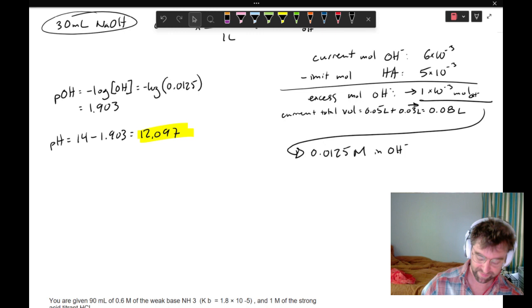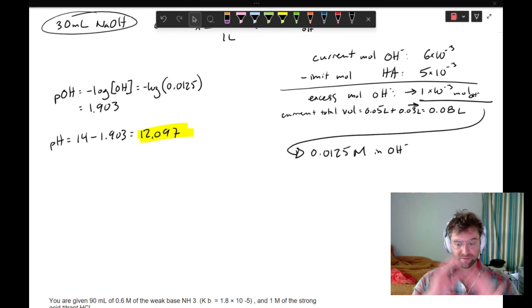Which makes sense, because sodium hydroxide, being a strong base, will have a much greater impact on the pH of this solution than will the weak acid that we started with. Okay. So we're about halfway into the stream, which is great.